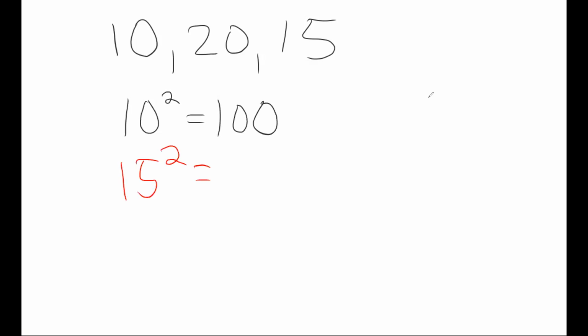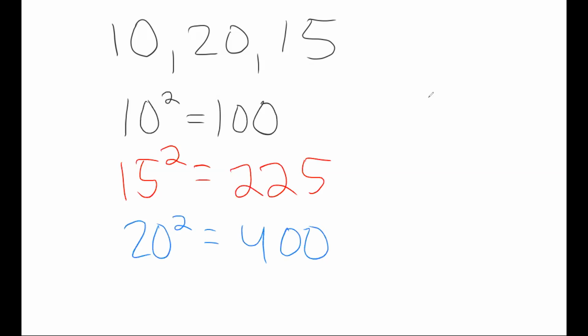This is where it's really handy to know your perfect squares. I know all the way up to 15, so I encourage you to memorize your perfect squares up to 15. I'm going to first do 10, which is the smallest side length, and I'm going to square that, and I get 100. Then I'm going to take, oops, sorry, I don't want to take 20 because that's actually my largest length. I want my medium length, which is 15. So 15 squared is 225. And then I'm going to do my largest side length, which is 20. And so 20 squared is going to give us 400.